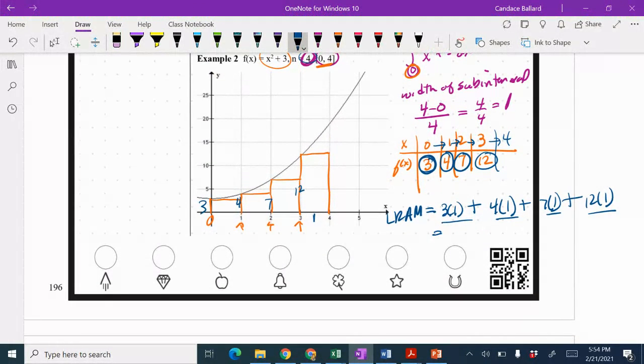Now, it won't always be 1. In Delta Math, it's probably going to be a decimal number, so you're just going to have to extend this idea to that. So it would be 3 times 1 plus 4 times 1 plus 7 times 1 plus 12 times 1, which is going to be 26.